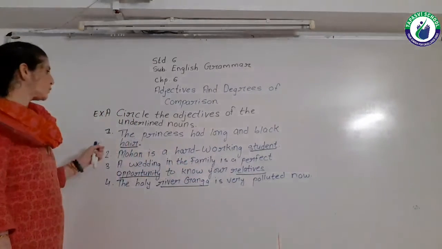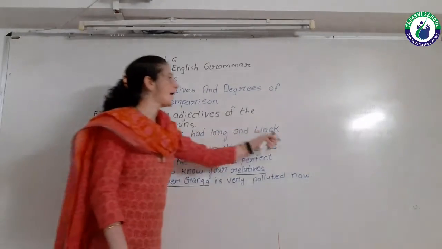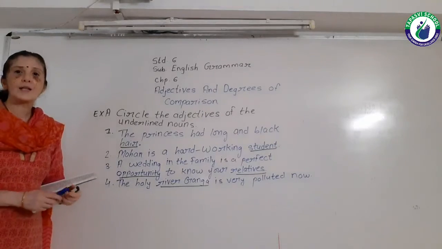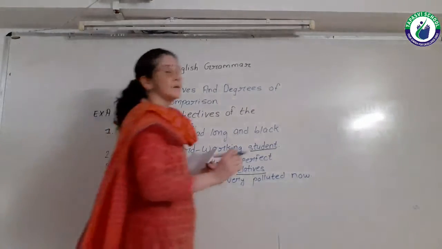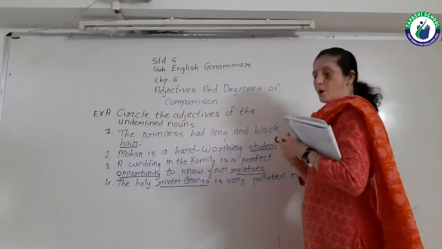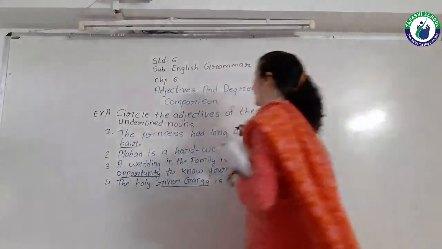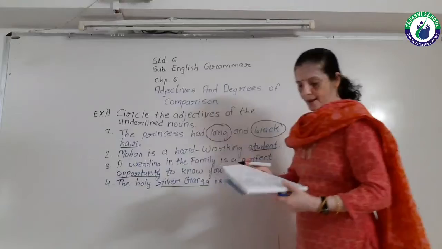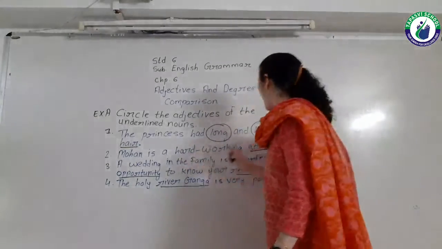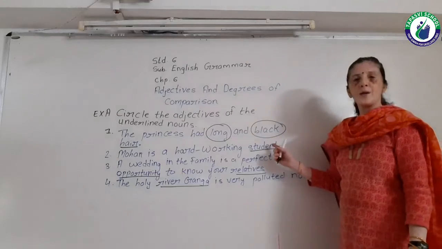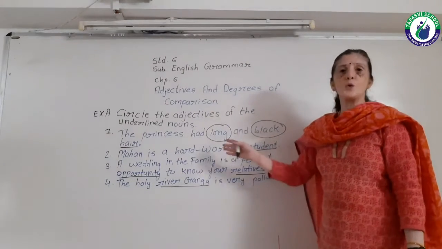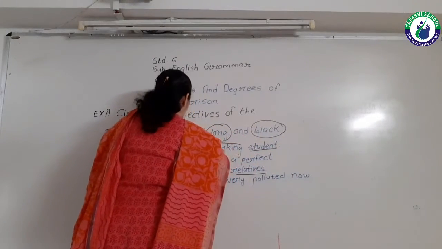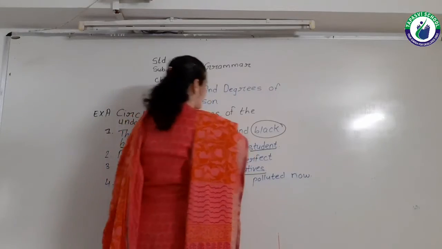First one, the princess had long and black hair. Here the noun is hair. What adjectives are used for this noun? That is long and black. So we have to circle long and black. Next is, Mohan is a hardworking student. Here the noun is student. What is used for that student? It is hardworking. So you have to circle hardworking.